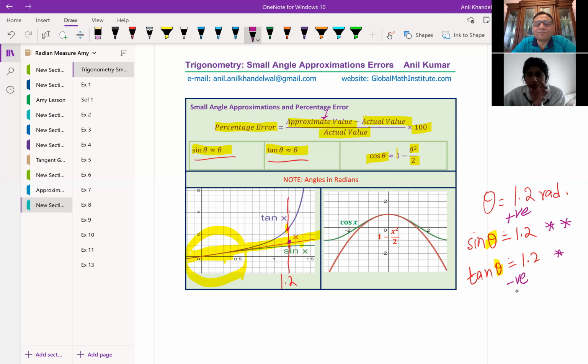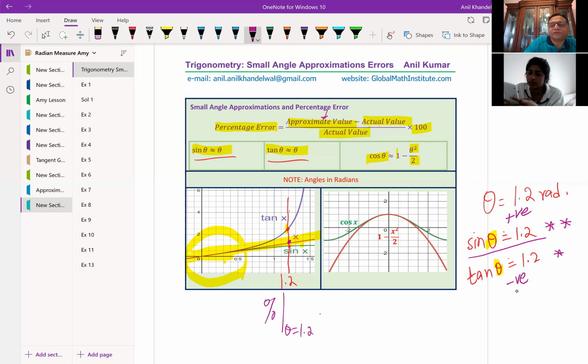So the approximate value, where do you get that from? The graph or no? The approximate value is the value of theta itself. So in this particular case, the approximate value is 1.2, right? Use your calculator and tell me what is the actual value of sine theta so that we can find the percentage error when theta is equal to 1.2.